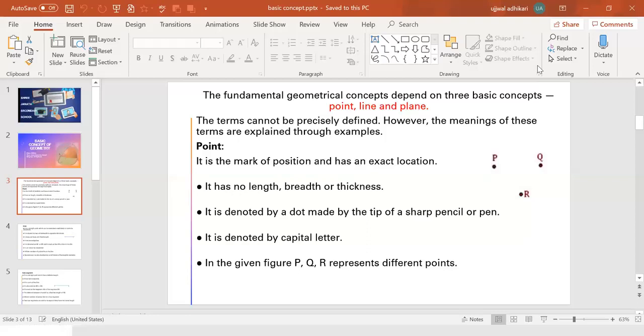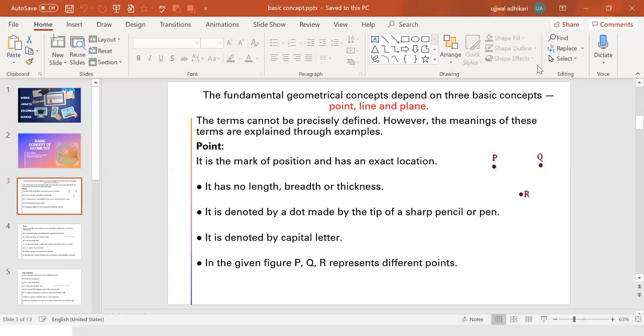And one most important thing is that points should always be denoted by capital letters. Most of the students denote the points by small letters. So you never do that. Always the points should be denoted by capital letters. In the given figure, P, Q, and R represent different points. P is a point, Q is a point, as well R is a point.